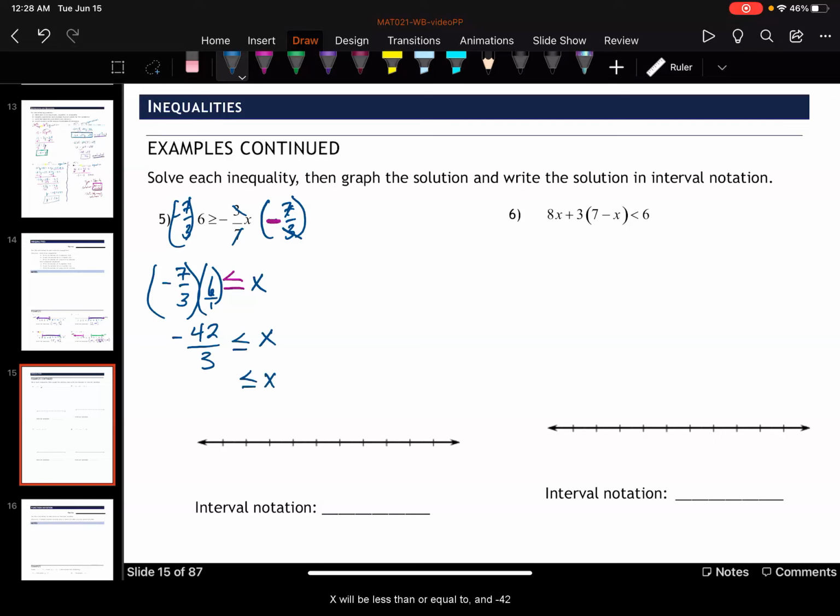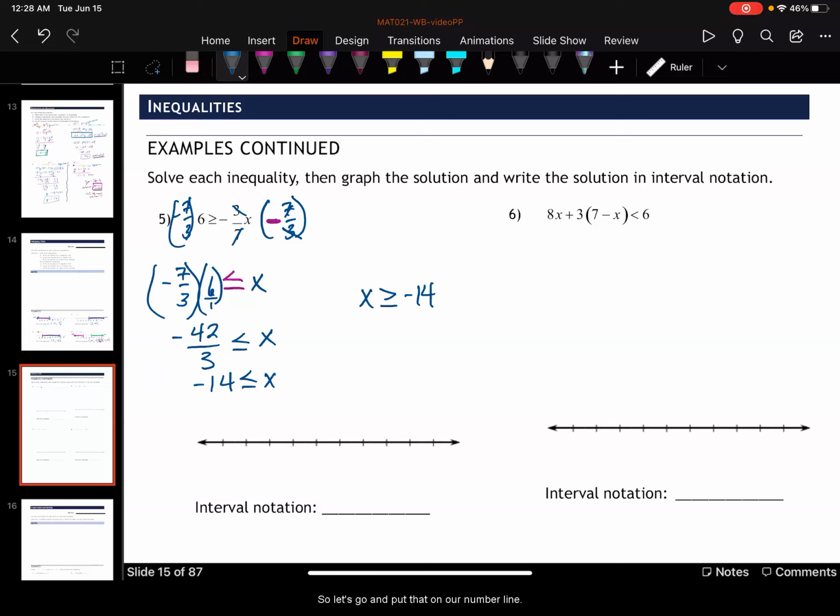X would be less than or equal to negative 42 divided by 3, which is negative 14. I highly recommend that you rewrite this with the variable on the left-hand side. So I'm going to rewrite this as x. Notice the big part is to the x, so when I rewrite that, it needs to be that way. So x is greater than or equal to negative 14.